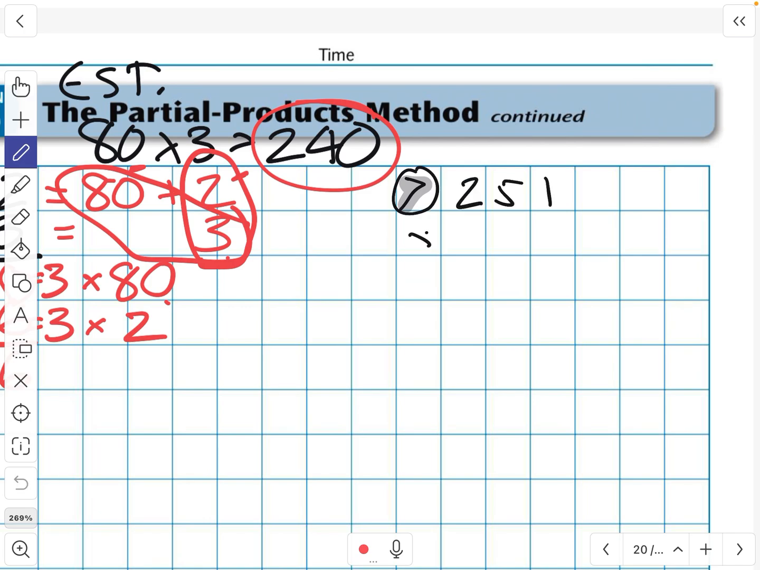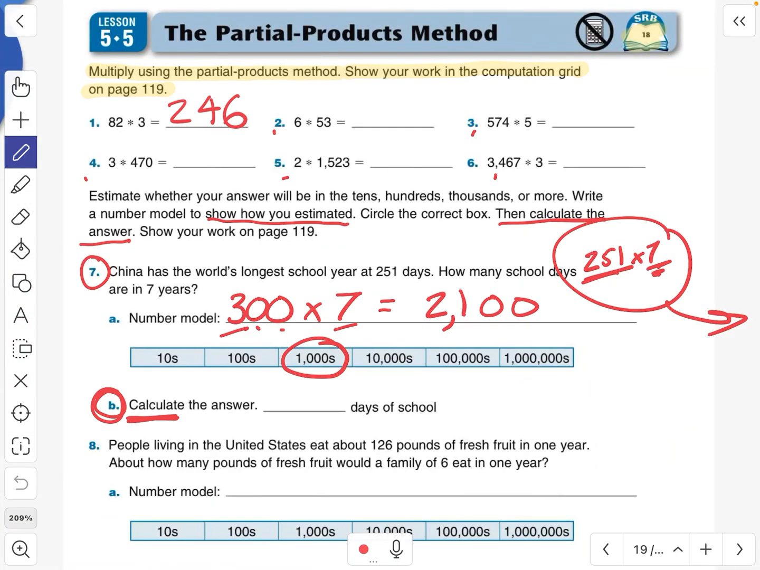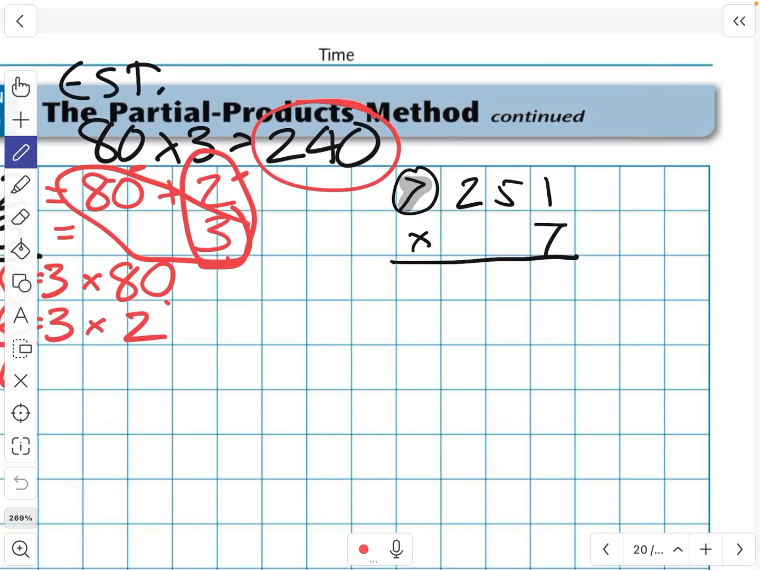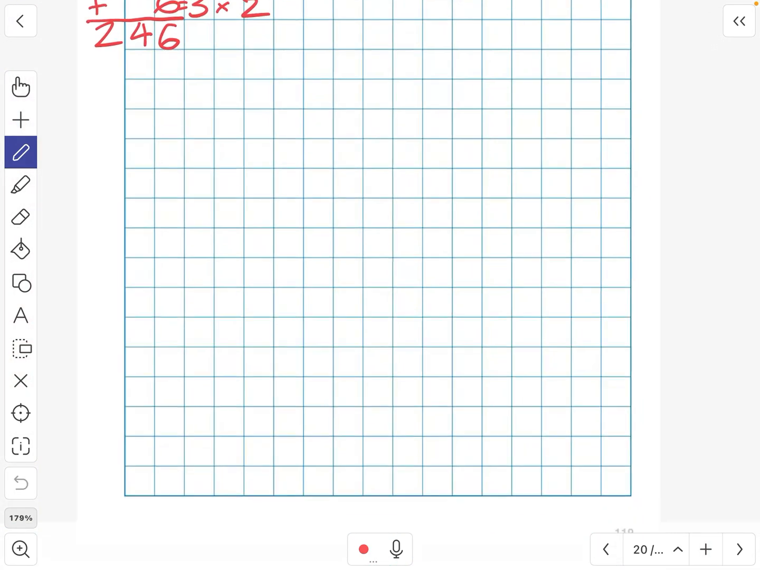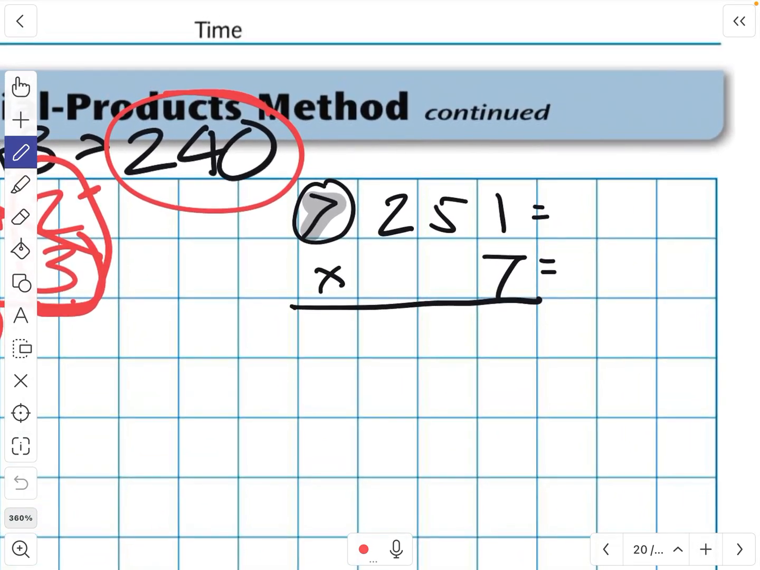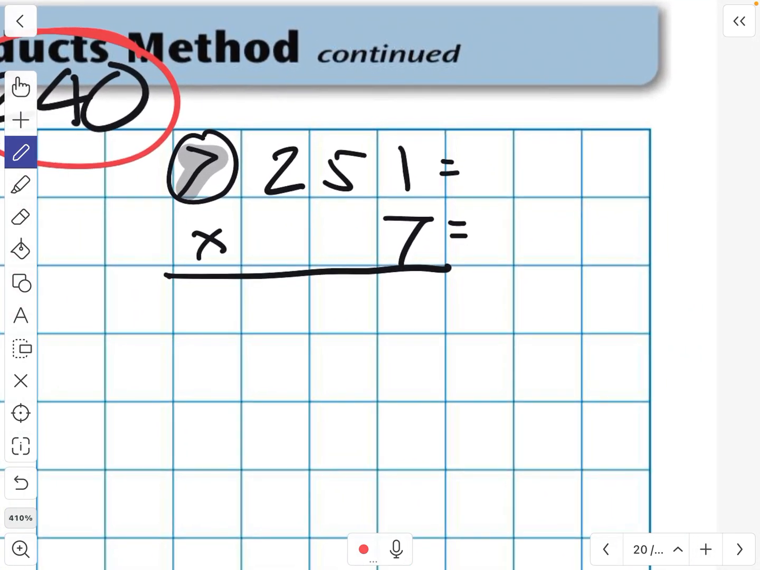251 times 7. Is that right? Yes. That's a lot of school days. I love y'all, but that's a lot of school days. Okay. Then we do expanded form. That's right. I want you to do this too. If you're not on page 119, open your journal.